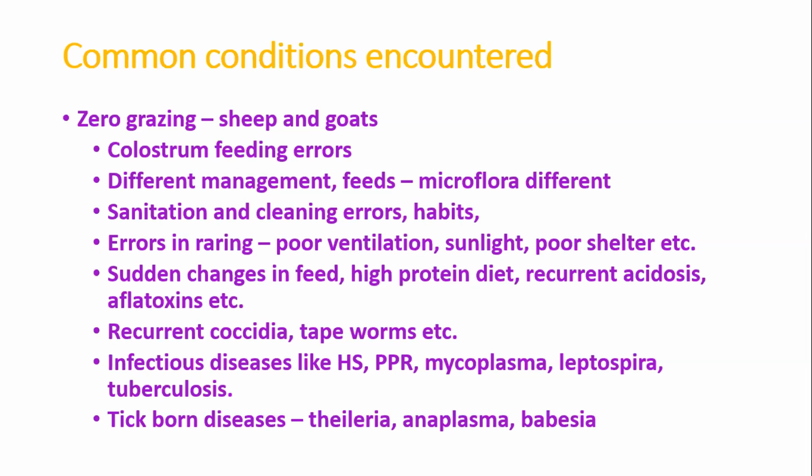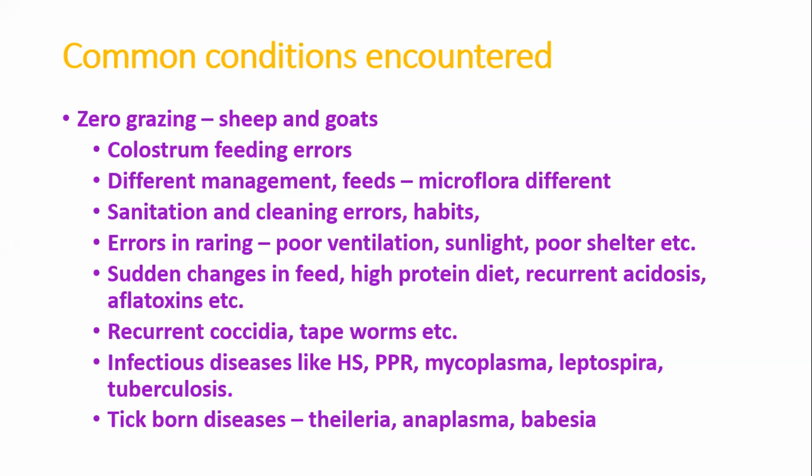Then different management and different feeds. So zero grazing has different kinds of feeds than grazing animals. Even the microflora of the grazing animal is different from the microflora of the stall fed animal or the zero grazing animals. Then there are different changes in sanitization, cleaning errors and habits of the animals in zero grazing. Then errors in rearing. So sometimes the farmers may have farms with poor ventilation, poor sunlight, poor shelter.